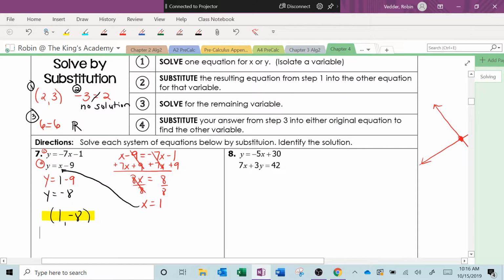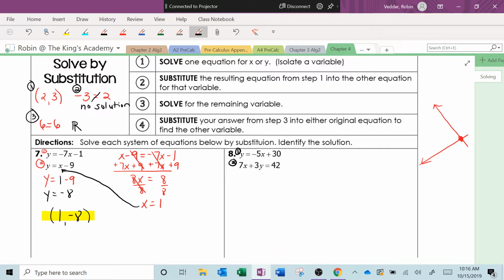Step 1, solve one equation for x or y. So let me ask you guys, is one of the equations already solved for one of the variables? Yes. So step 1 is already done for us again. If you look at equation 1, y is already by itself. So step 1 is done for us.